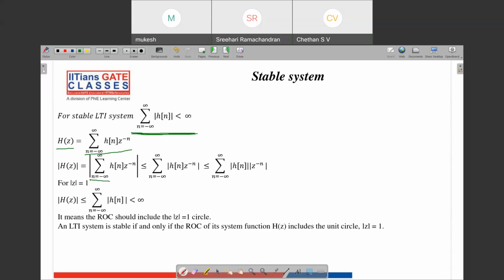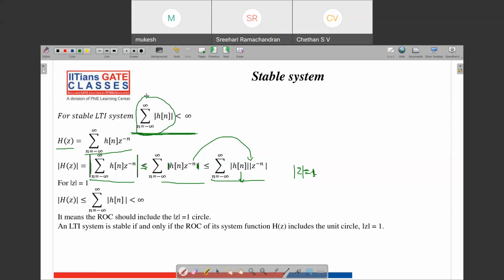Once you take the mod of it, I am applying an inequality: here the inequality is outside the summation sign, here it is inside. So once you do that, this will always be greater than this one. And once you apply this inequality on the individual term, again this term will be more than this one. Now this z to the power minus n, let me replace this z with mod of z equal to 1. Once I do that, this will be the same as this expression at the top.